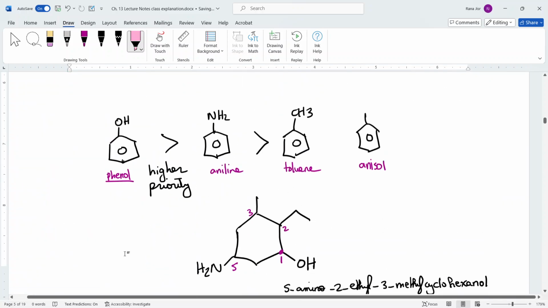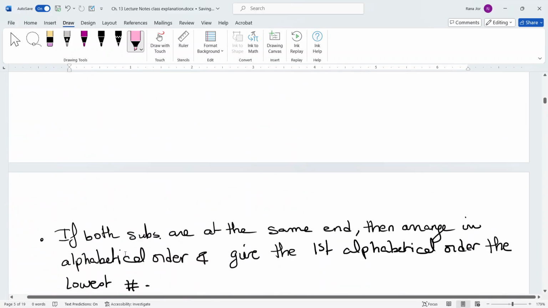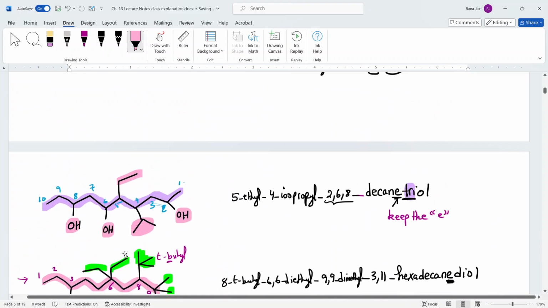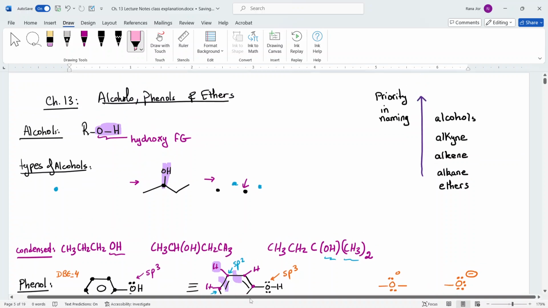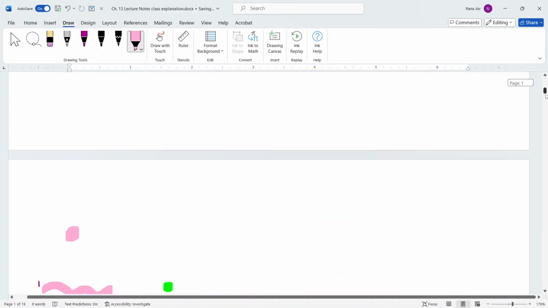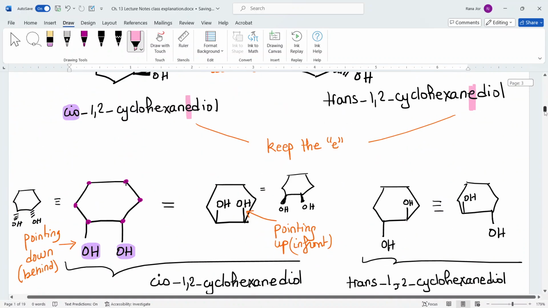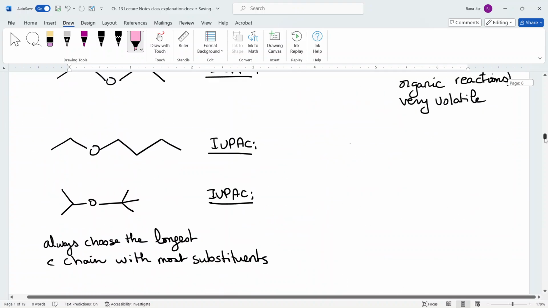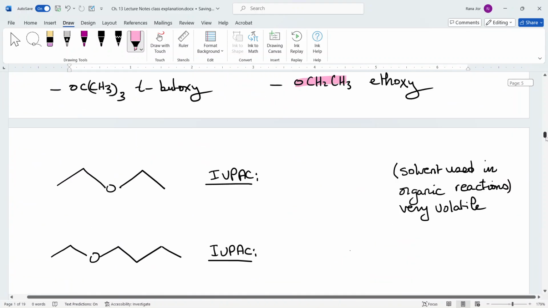If you look at the trend of the naming or the priority of the naming, when we wrote the priority order in there, ethers is even lower priority than the alkane. So whenever ethers are present next to the alkane, ethers are named as an alkoxy, and they are considered to be substituents on the alkane chain. Okay, so never, ever, ever the ending is going to be ether.